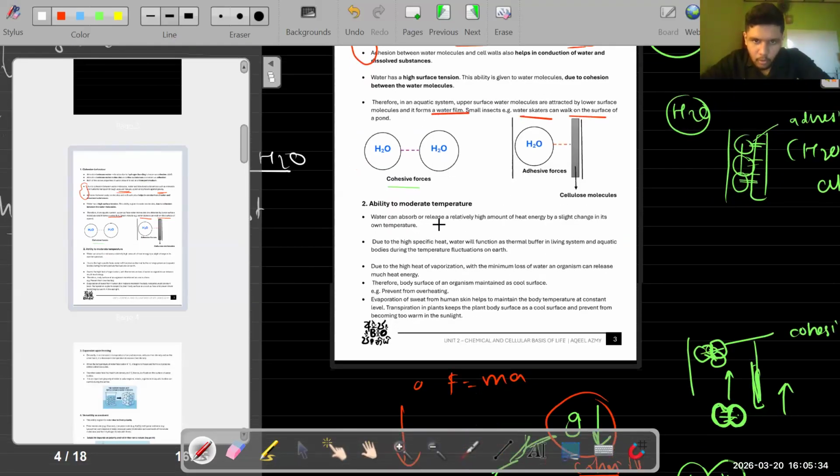Water can absorb or release a high amount of energy by slightly changing its own temperature. Correct, right?